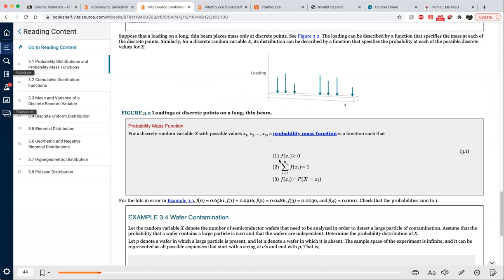So f of xi must be greater than or equal to 0. Makes sense. I told you every single probability must be between 0 and 1. Now the sum of all the probabilities must be equal to 1. And then f of xi must be equal to the probability that the random variable x equals xi. The right hand side is actually P of xi. So you have to show that the function value is equal to the probability of xi.